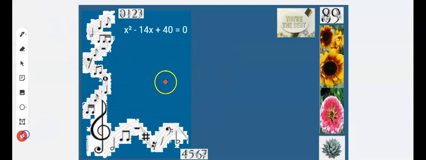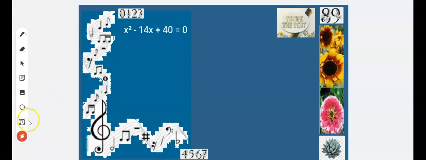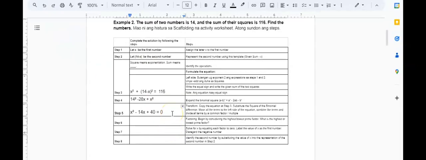Right, so this is now the equation considering the standard form for a quadratic equation. So please update the table under step 5. Copy this quadratic equation in its standard form under step number 5. Please do this in your seats and then raise your tickets once done.